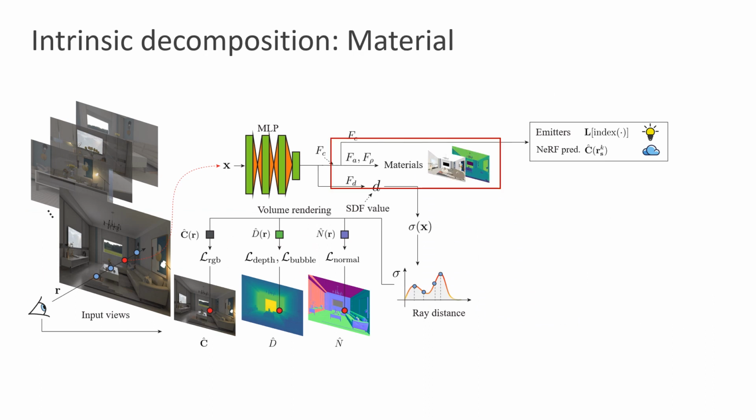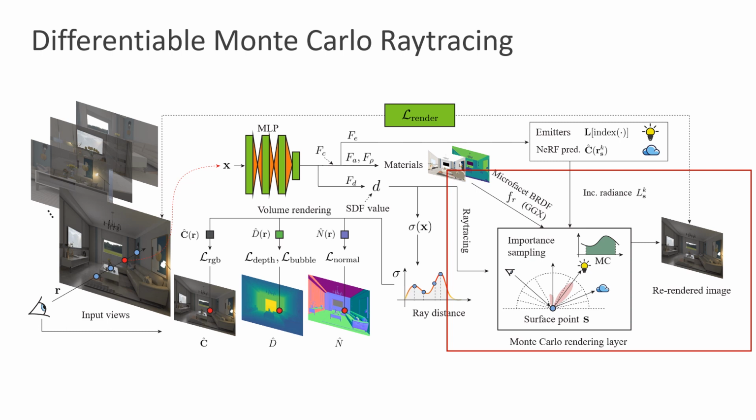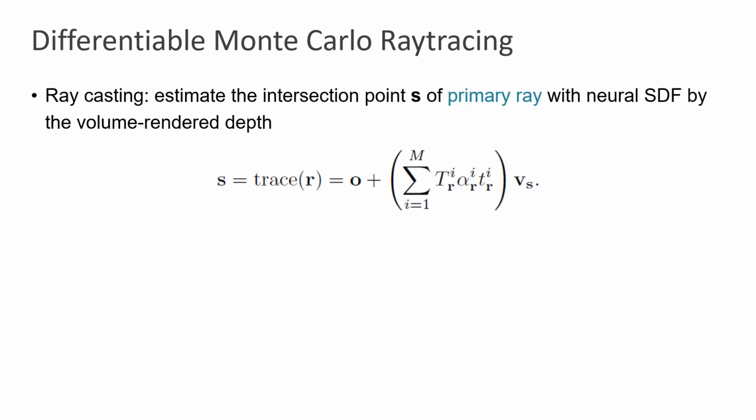Then, we'll introduce the neural material field in our pipeline. We use the GGX microfacet material model to represent scene material and add MLPs to predict the surface diffuse albedo, specular albedo, and roughness. With the decomposed lighting and material, we finally introduce the differentiable Monte Carlo rendering layer using Raytracing to re-render the scene image. Our rendering algorithm mimics the path tracing algorithm in traditional rendering.